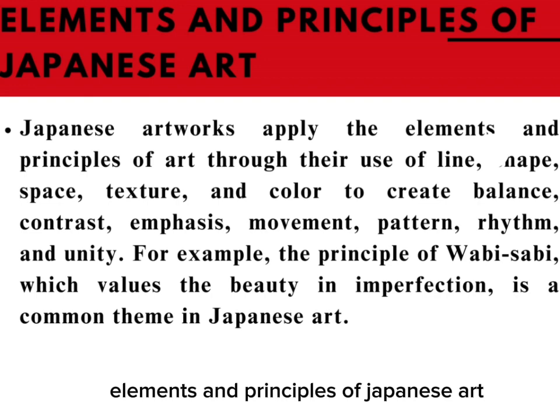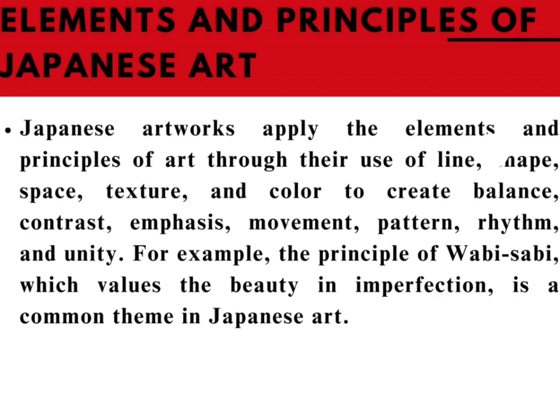Elements and principles of Japanese art. Japanese artworks apply the elements and principles of art through their use of line, shape, space, texture, and color to create balance, contrast, emphasis, movement, pattern, rhythm, and unity. For example, the principle of wabi-sabi, which values the beauty in imperfection, is a common theme in Japanese art.